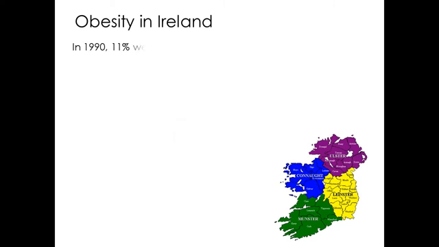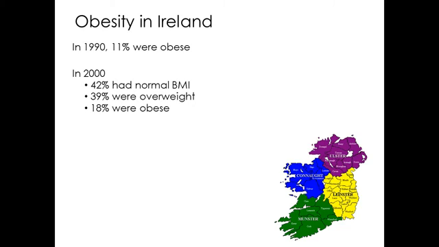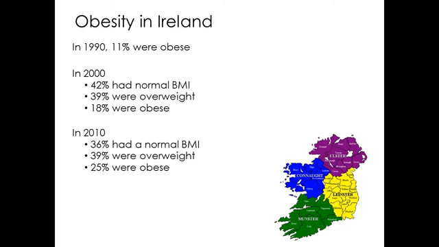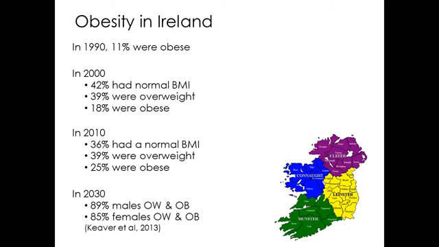So if we look at the Irish context, in 1990, 11% of us were obese. In 2000, that changed dramatically, so only 42% of us had a normal BMI. In 2010, 36% of us had a normal BMI, and the rest of us were overweight or obese. But shockingly, if we keep going the way we are, in 2030, almost 90% of males and females in Ireland will either be overweight or obese. And that is going to cripple us with a plague of diabetes and everything else that comes with it.